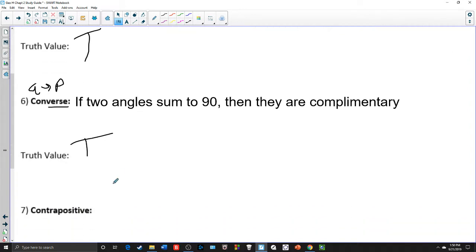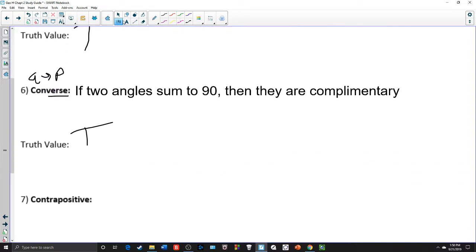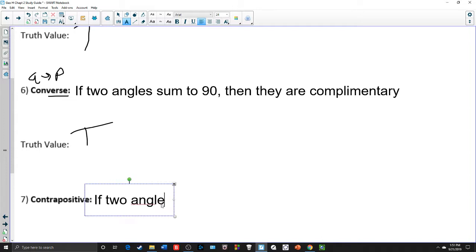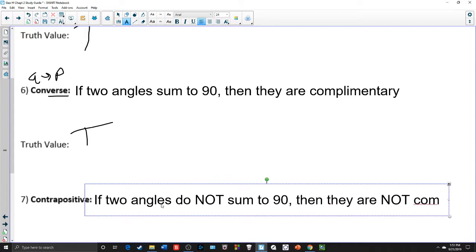Now for the contrapositive, that is basically a combination of the inverse and the converse. It's the inverse flipped, or it's the converse with nots. I usually think it's easier to say it's the negation of the converse. It's the converse with nots in it. So you can use that to kind of help guide your contrapositive. So instead of saying if two angles sum to 90, we'll say if two angles do not sum to 90, then they are not complementary.